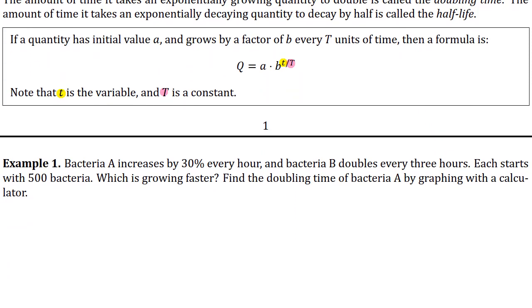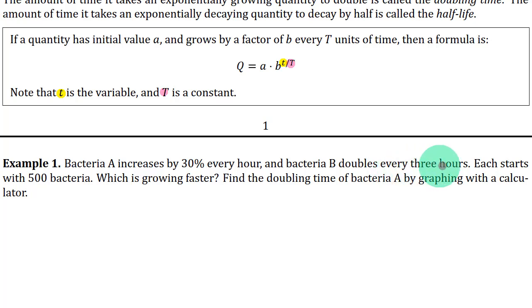Let's try to apply this rule to this situation with these bacteria. So we have bacteria A increases by 30% every hour, and bacteria B doubles every 3 hours. Each starts with 500 bacteria, and we want to know which is growing faster. Let's find the doubling time of bacteria A by graphing it with a calculator. So there's a lot going on here with this example. If we want to know which one is growing faster, we can't really compare these right now.